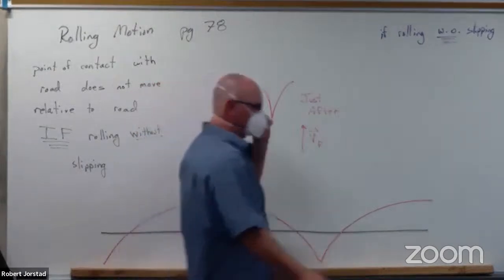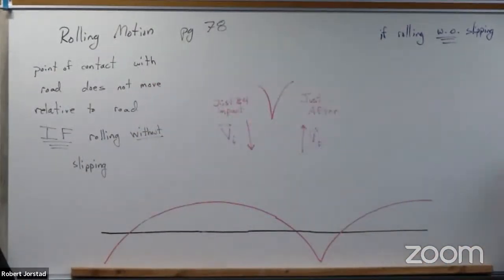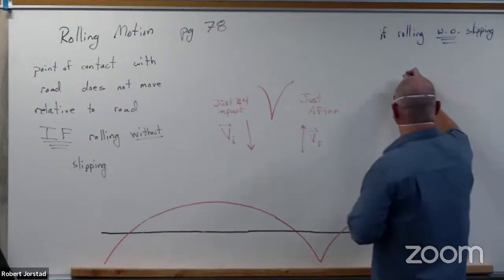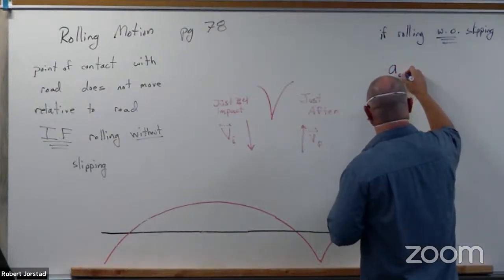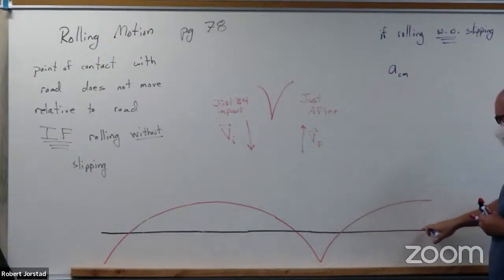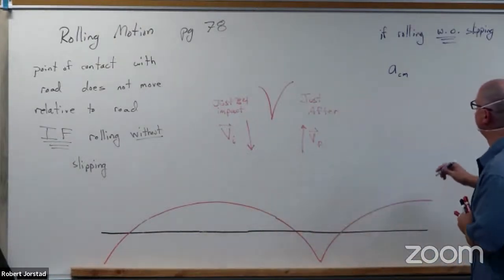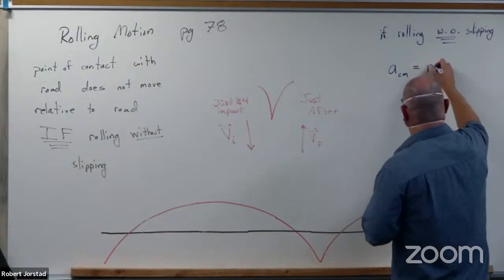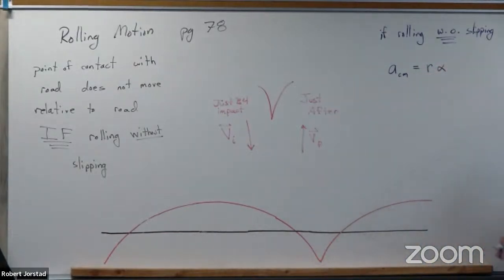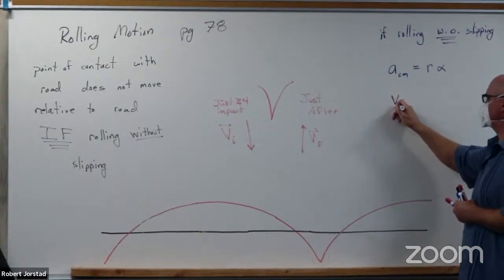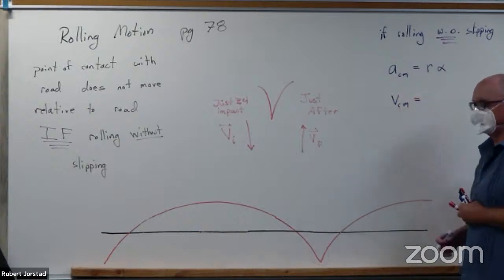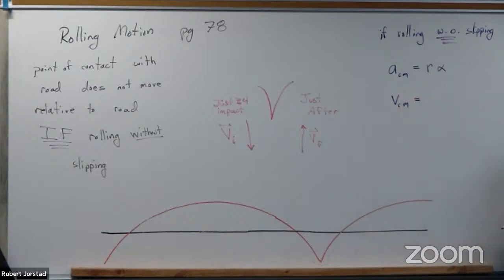If we are rolling without slipping, the following things are true. The acceleration of the center of mass, that's this black line here, is equal to r alpha, where r is the radius of the rolling object. The velocity of the center of mass, what do you think that's going to equal? R omega. So as long as it's without slipping, these old rules still apply.